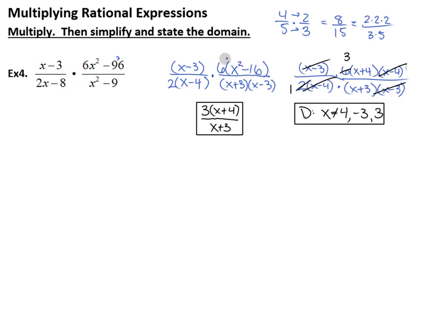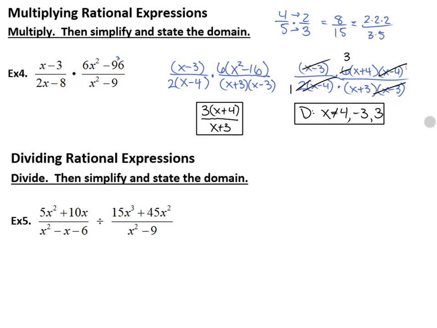Okay, so when you're multiplying, factor everything out. Top times top, bottom times bottom, you can start to think of it as one big fraction, and then just cancel all your common factors after you've stated your domain. Okay, so hopefully multiplying is relatively easy. Let's do our last one here, which is dividing.